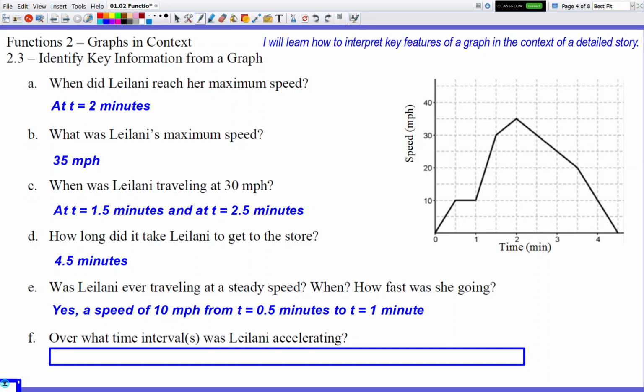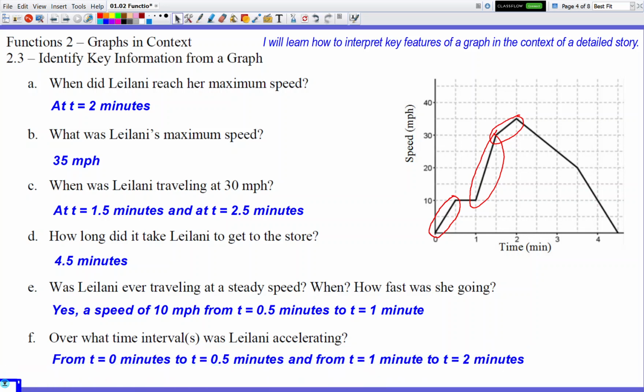Okay, so when was she getting faster? When was she accelerating? The characteristic you want to look for is a graph that's rising, because a rising graph means she's getting faster. So her graph is rising there, there, and there. I guess the two circles I circled at the end can be part of the same answer. I don't want to circle any of the graphs that go down, because that means she's not accelerating, she's decelerating, so she's getting slower. So we can say that she's accelerating from 0 to 30 seconds, and then she's also accelerating from 1 minute to 2 minutes. That'll be my final answer. Let's see if I'm correct. Yep, from 0 minutes to 0.5 minutes, and from 1 minute to 2 minutes.